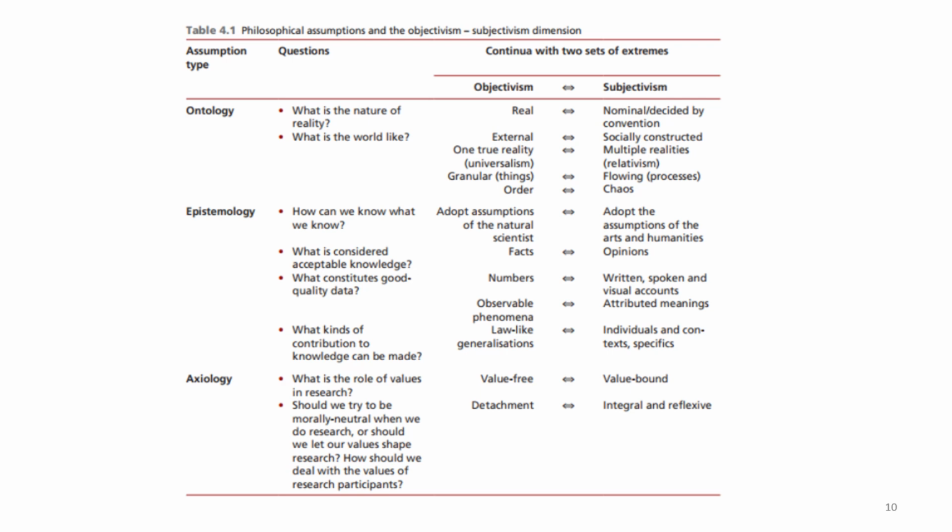So this slide compares the philosophical assumptions of ontology, epistemology, and axiology on two extreme dimensions of objectivism and subjectivism. For ontology, the question that we are asking is, what is the nature of reality and what is the world like? How do you explain reality? In objectivism, it's more of a real, externally observed reality. There's one true reality, that is universalism. Things are important, order is important.